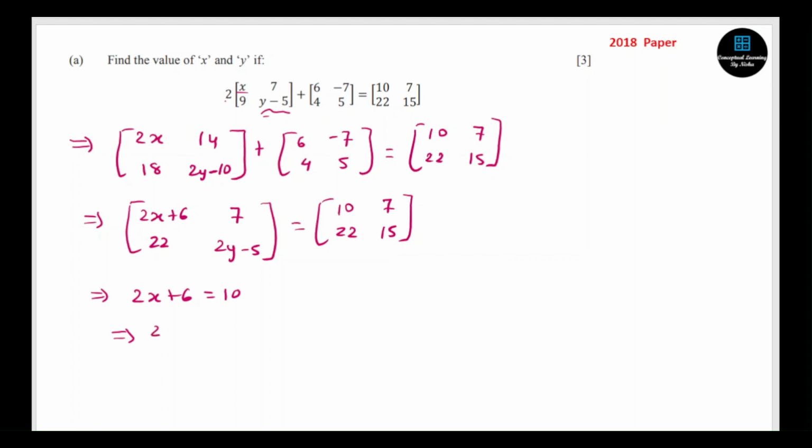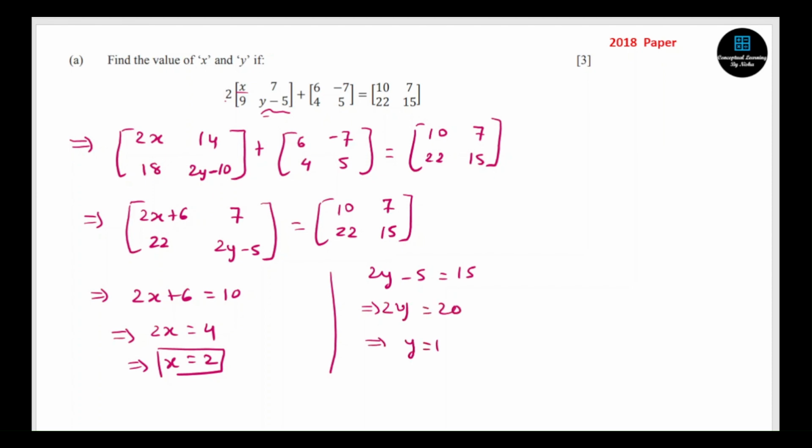Hence 2x equals 4 and x equals 2. So I got the value of x. Same way, 2y minus 5 equals 15. Correct? So what I can say, 2y equals 20 and y equals 10. So very easy question. If you perform all the steps correctly, you will get your answer correct.